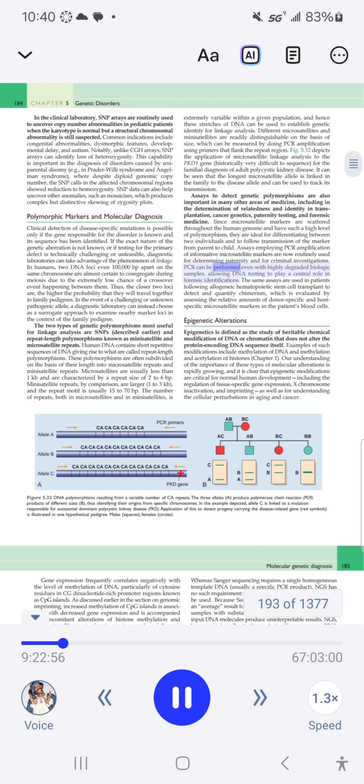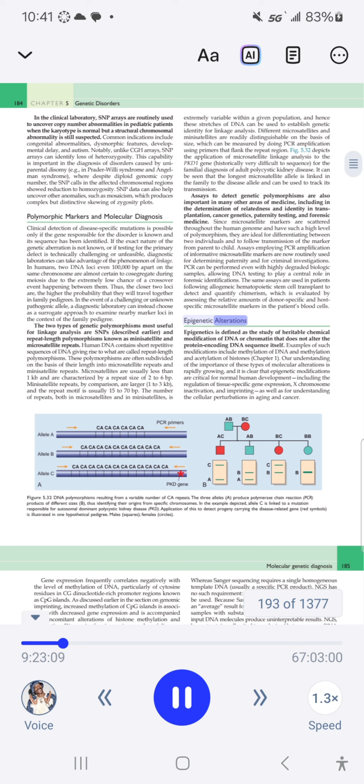PCR can be performed even with highly degraded biologic samples, allowing DNA testing to play a central role in forensic identifications. The same assays are used in patients following allogeneic hematopoietic stem cell transplant to detect and quantify chimerism, which is evaluated by assessing the relative amounts of donor-specific and host-specific microsatellite markers in the patient's blood cells.